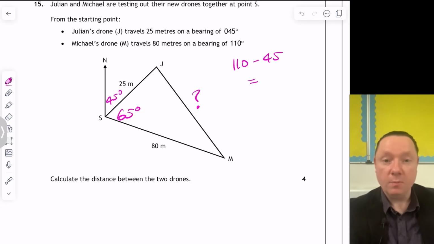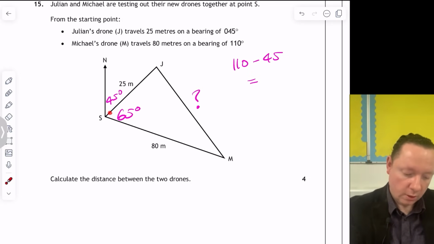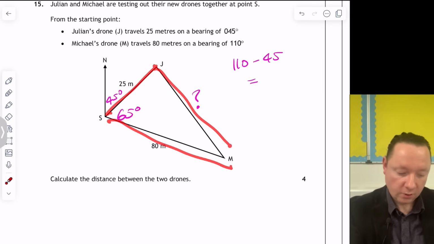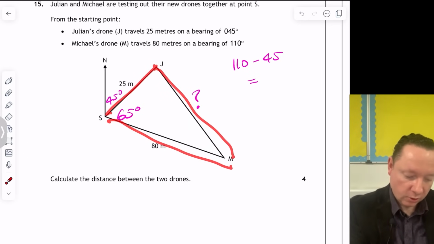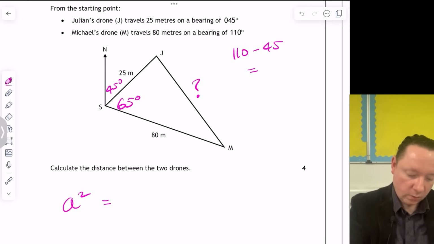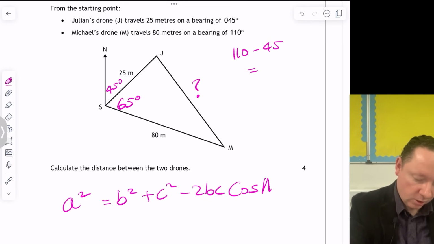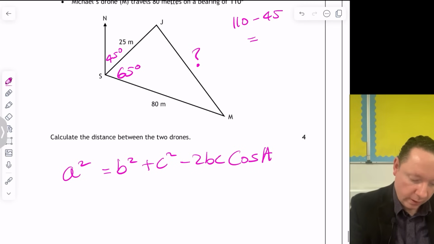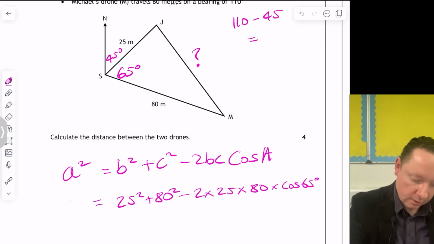So how do I usually work this out myself? I've got 1, 2, 3 sides, including the one I'm trying to find. So it's a cosine rule. As long as I've got the angle in between two sides, I can use the cosine rule, which I've got, so I'm ready to go. From the start of the exam paper, it says a squared equals b squared plus c squared minus 2bc cos A. I just remember it has to be the angle in between, and then it's these two sides. So that is 25 squared plus 80 squared minus 2 times 25 times 80 times cos 65. That's a squared. So what does that equal?